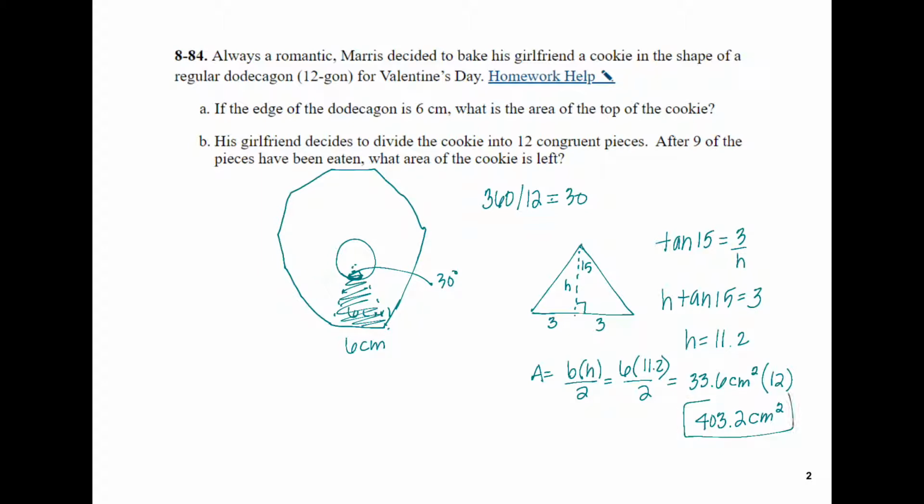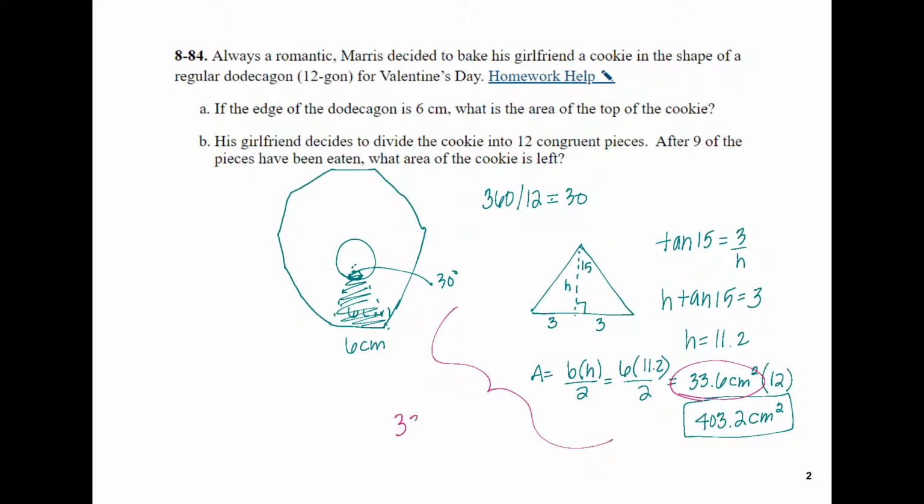for Valentine's Day. His girlfriend decided to divide the cookie into 12 congruent pieces. After 9 of the pieces had been eaten, what area of the cookie is left? So what we just did in all this work is we divided it into 12 equal triangles. So if we know how much one triangle is, and we want to know after 9 of the 12 pieces are eaten, so 12 minus 9 leaves us 3. What is the area that's left?